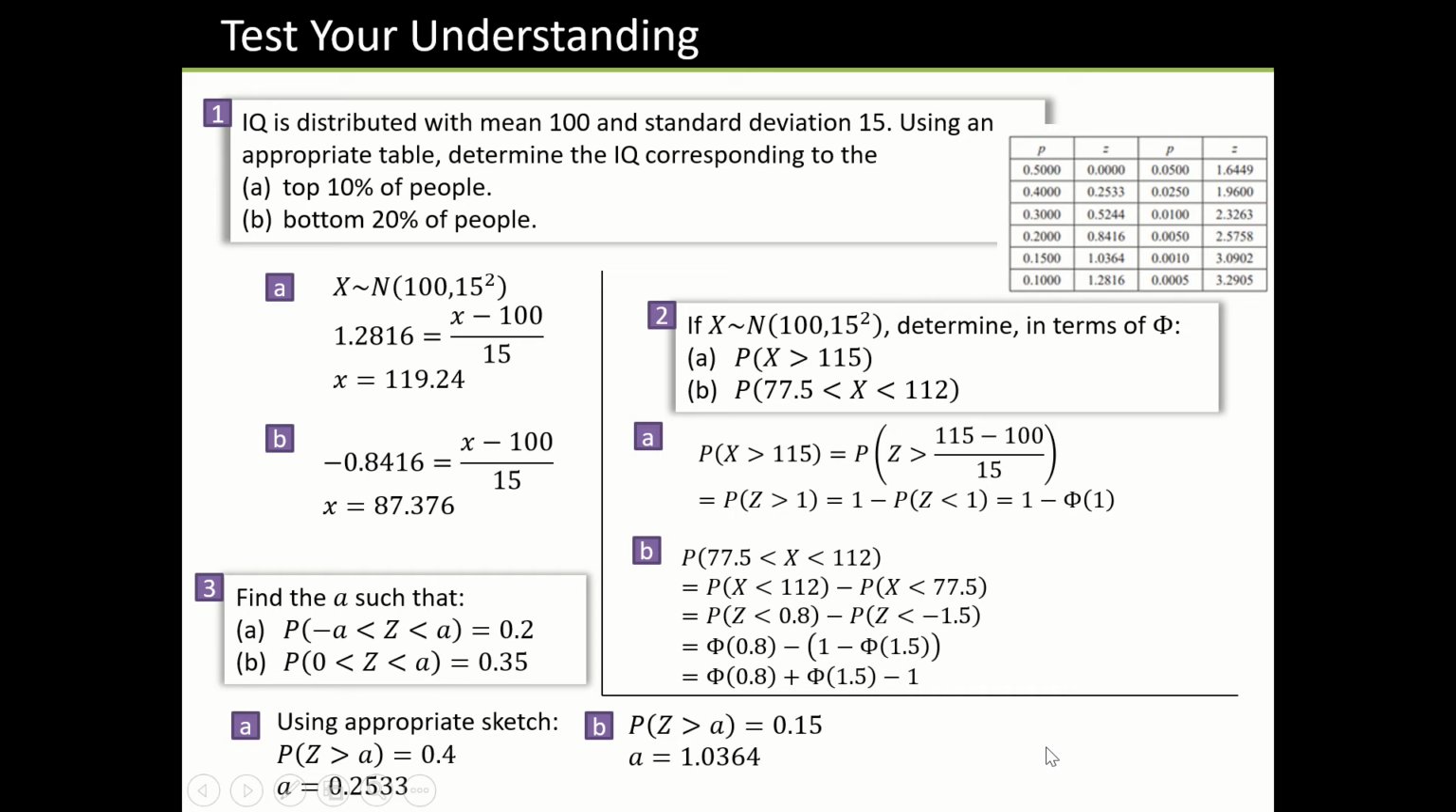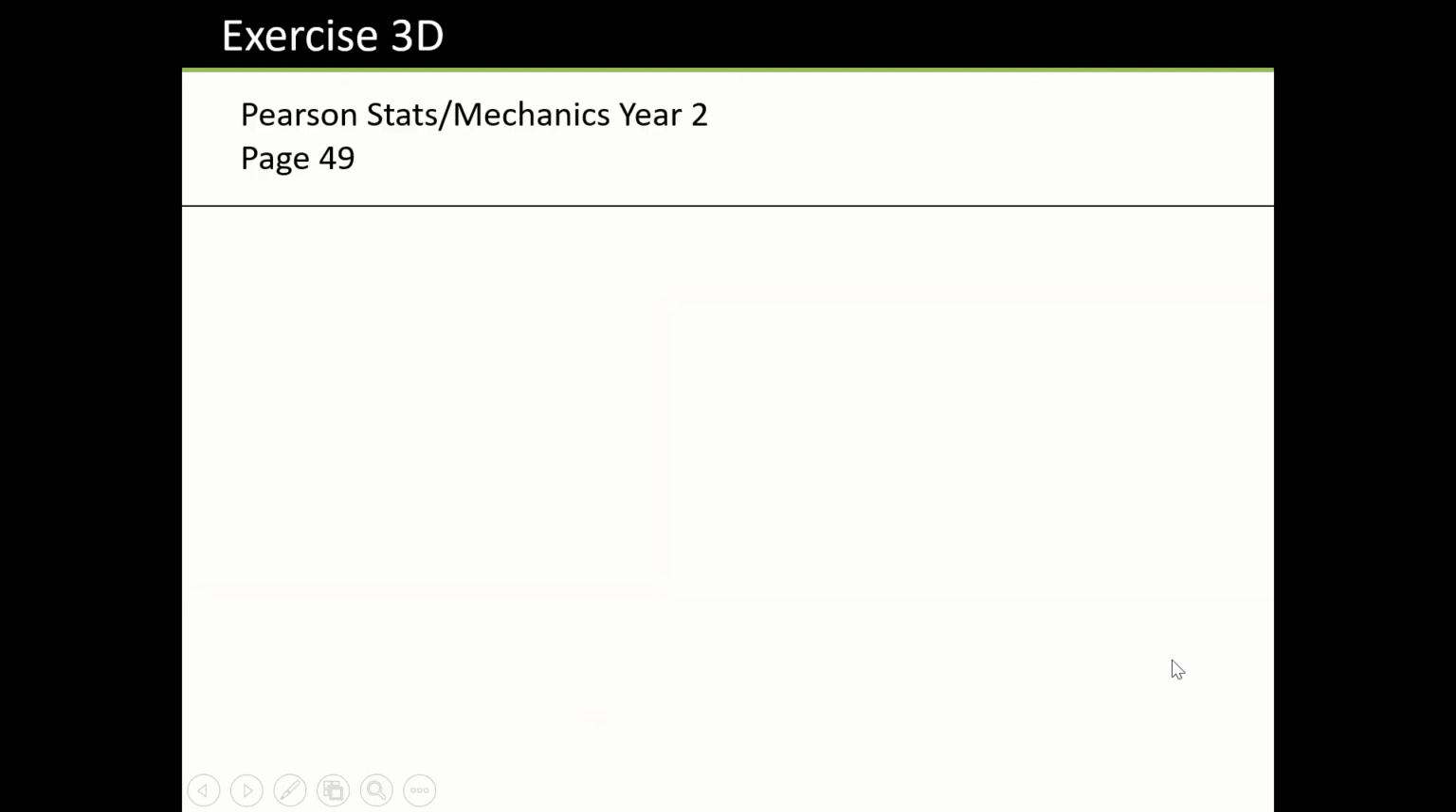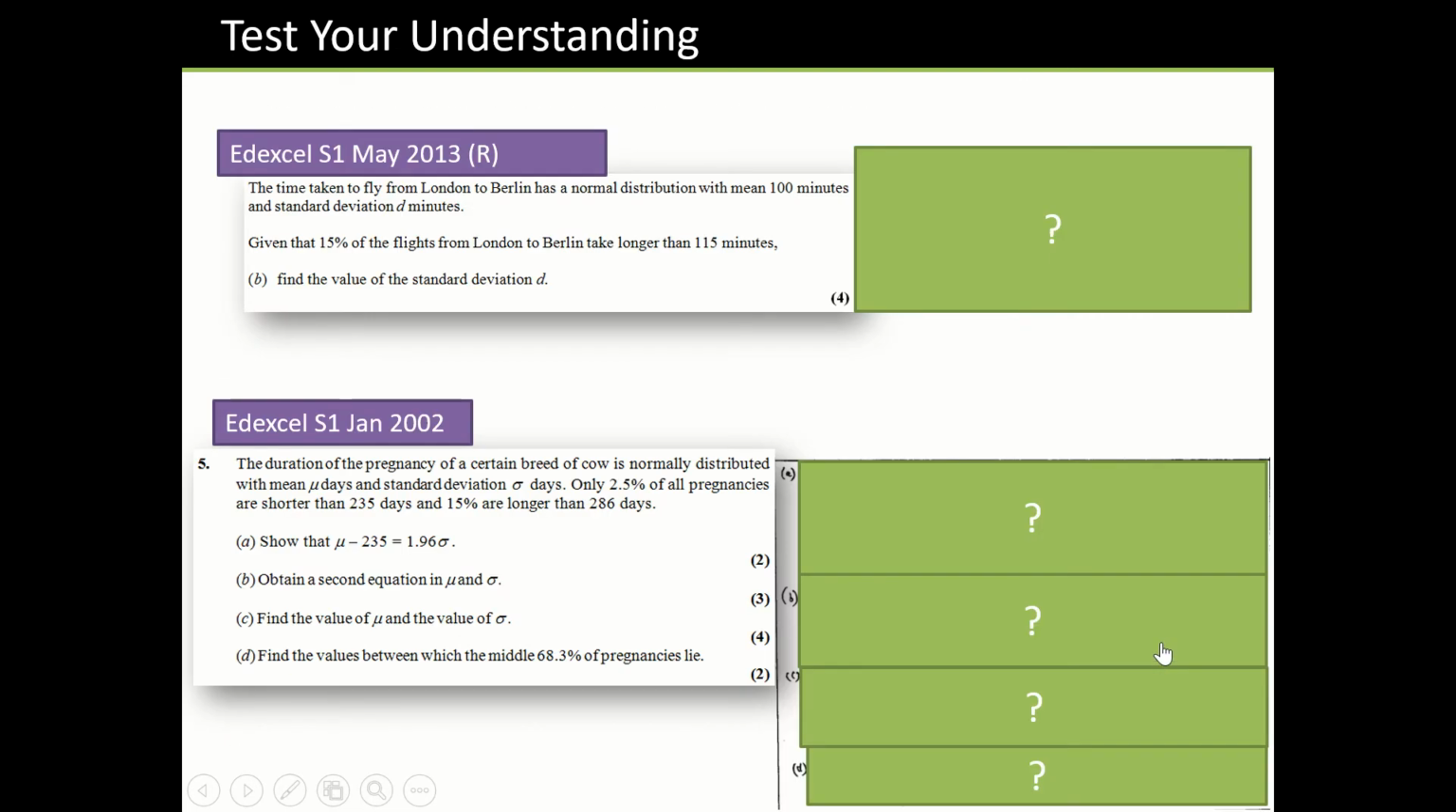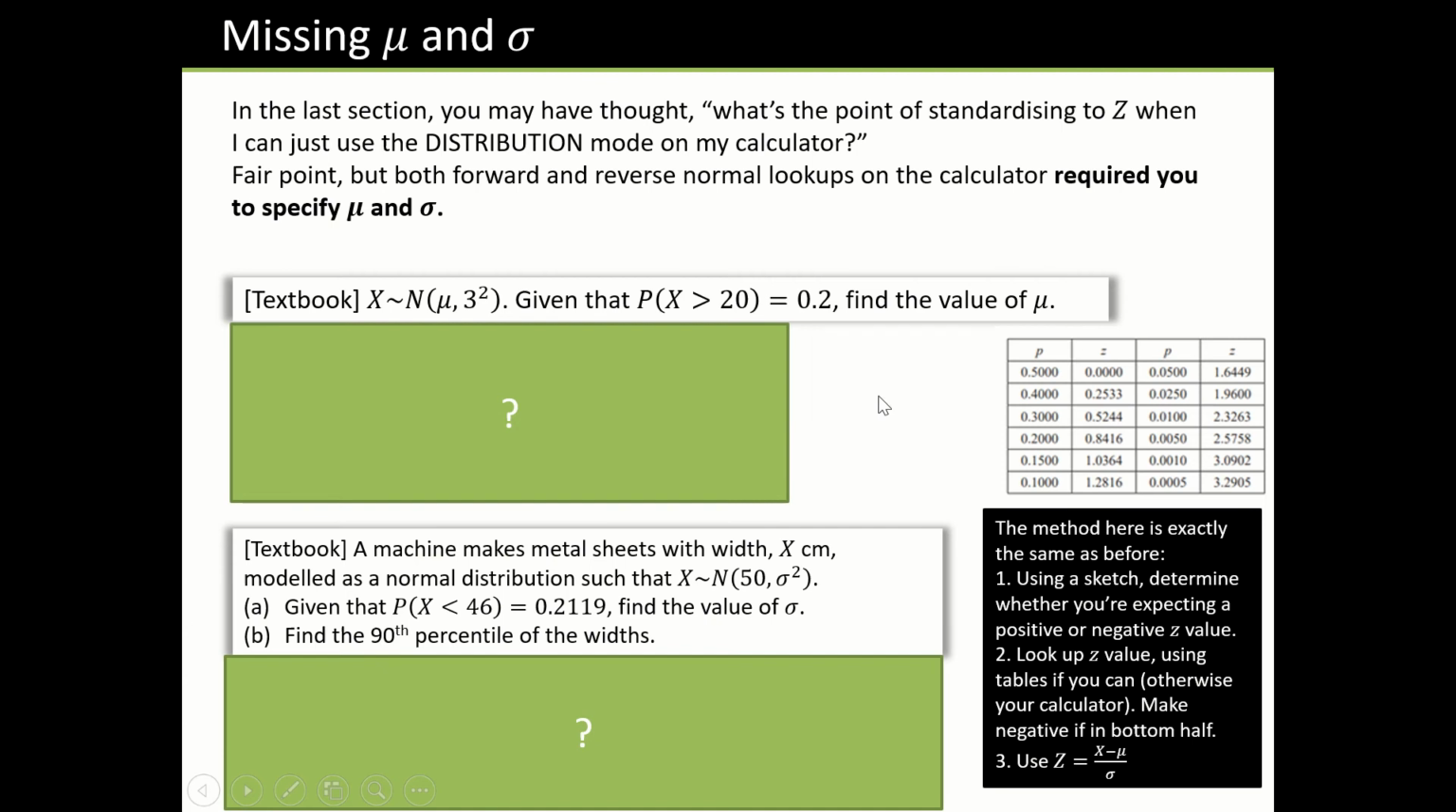Now, in the first few sections, you guys learned how to find an unknown value, or how to use a probability or find the probability if you don't know it, using your calculator. So you might be asking yourself, why bother with all of this? Why bother with standard normalization? That's what brings us into our next section, which is what if we have mu and sigma missing?